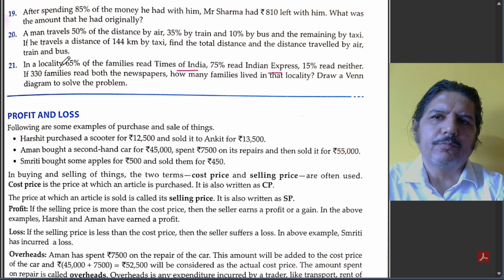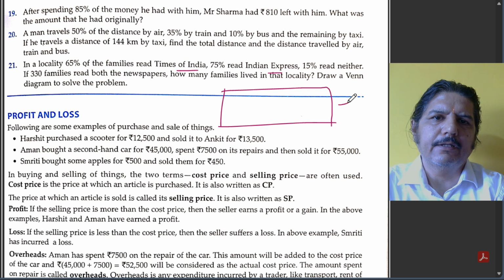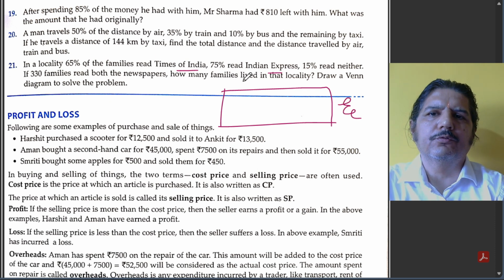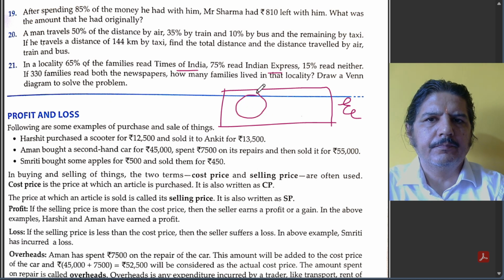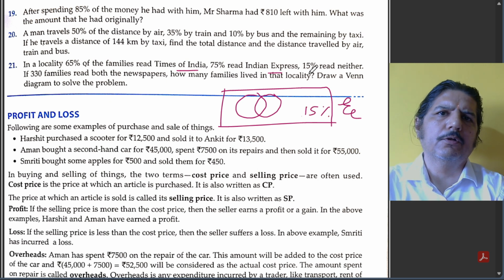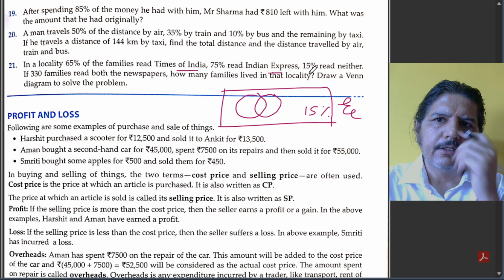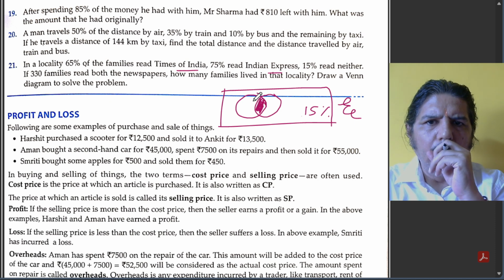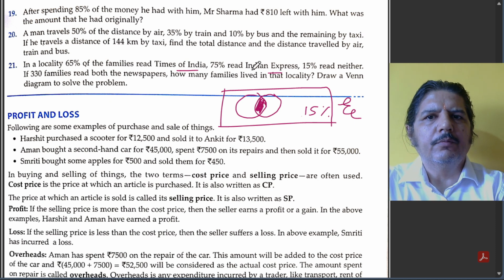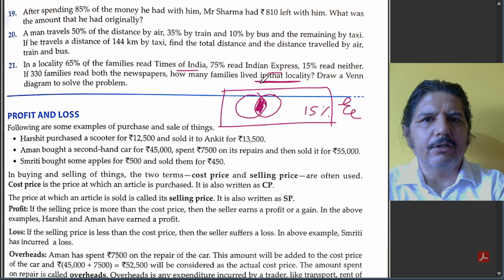So let's look at the problem again. There would be a locality. So this is a universal set. I'm assuming that you know Venn diagrams. So 65% of the families read Times of India. Okay. 75% read Indian Express. Okay. 15% read neither. So these are the 15% people who don't take newspapers. If 30 families read both the newspapers, so these are the families which read both the newspapers, the intersection. How many families lived in that locality?